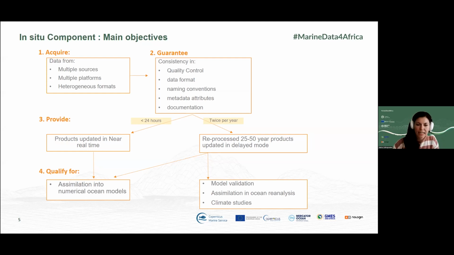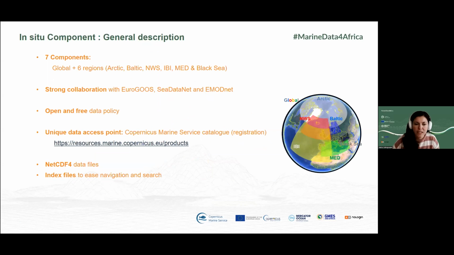and other climate studies. So here I am going to present you in brief some very important characteristics that describe the in-situ component. And as Andrea has also presented, there are seven components, the global, and there are also six regions that are covering the globe. And as you can see in the right image on this globe, the three regions mainly related to Africa, apart from the global one, are the Iberian, Biscay, and Irish Ocean, which is known as IBI, and the Mediterranean region. This is useful to discern the regional products where you can find the data of your interest, depending on the location of these data.